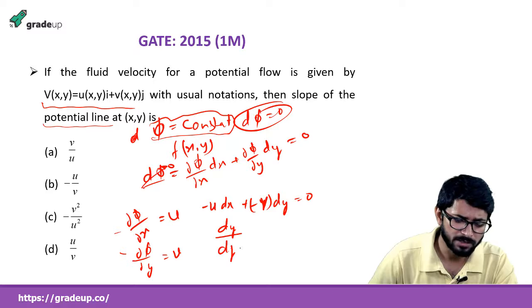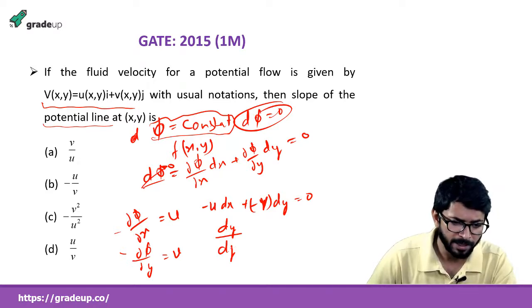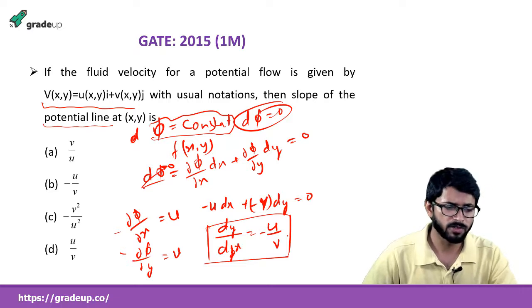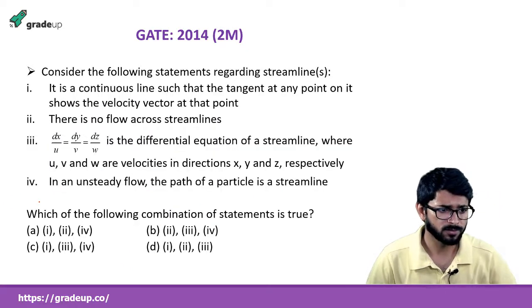So slope is nothing but dy by dx. Taking dy by dx here, we get minus u by v. This is how we find the equation of a potential line. So the slope of a potential line is minus u by v. So option B is correct.